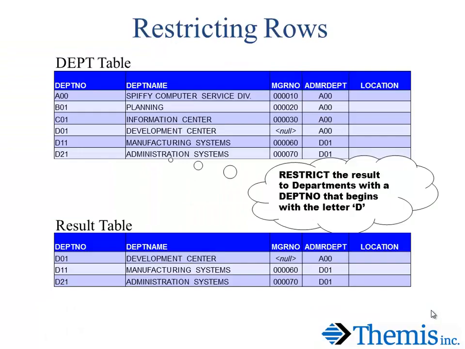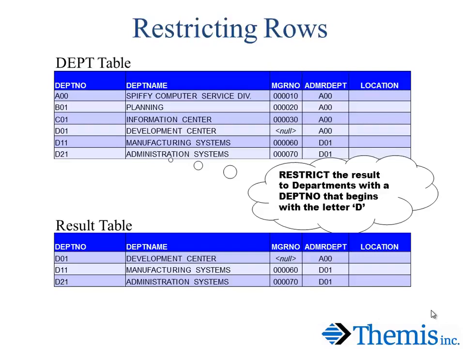So, restricting rows, the idea that I don't have to process the whole table. That's a good one, right? I can actually randomly access this thing. So, in this case, I only want the people who work in departments that begin with the letter D. So I have a couple of D01s and a D21, or, I'm sorry, only departments that begin with the letter D: D01, D11, and D21. I can easily produce a result that only has those rows in it.